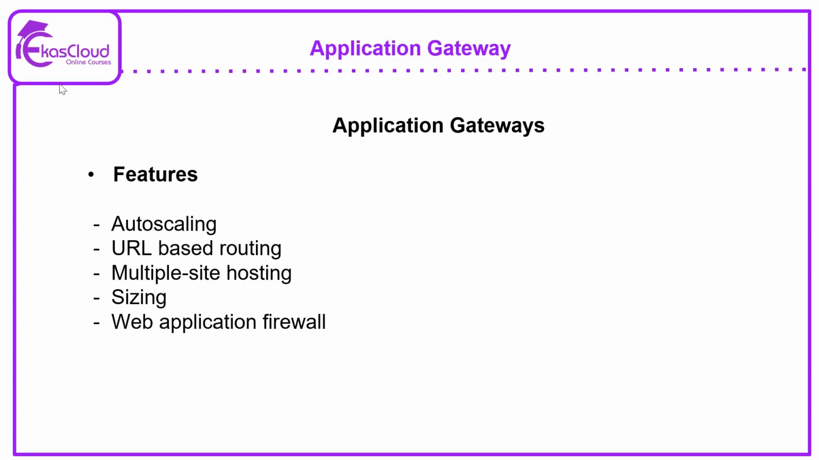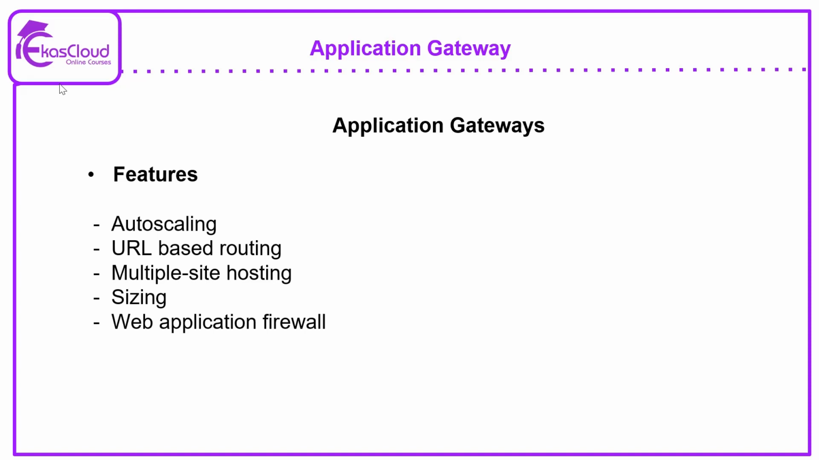Some of them are auto scaling. So you can scale out or scale in based on the increase or decrease in your traffic load. So the number of servers can be increased or decreased according to the traffic load. So that is the auto scaling. It also offers URL based routing and multiple site hosting.